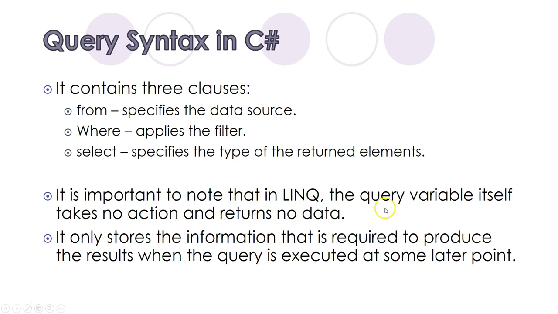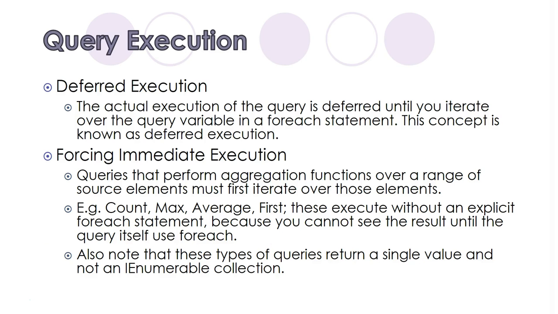It is important to note that in LINQ, the query variable itself takes no action and returns no data. As I said, it doesn't execute when we are creating the query. It only stores the information that is required to produce the results when the query is executed at some point later. This is also known as deferred execution. It means that actual execution is deferred until you iterate over the query variable in a foreach statement. Or you can force immediate execution, and that is when you are using any aggregate function. Aggregate functions include count, max, average, first. They can be executed, but if you note, these are not collections. They just return a single value.